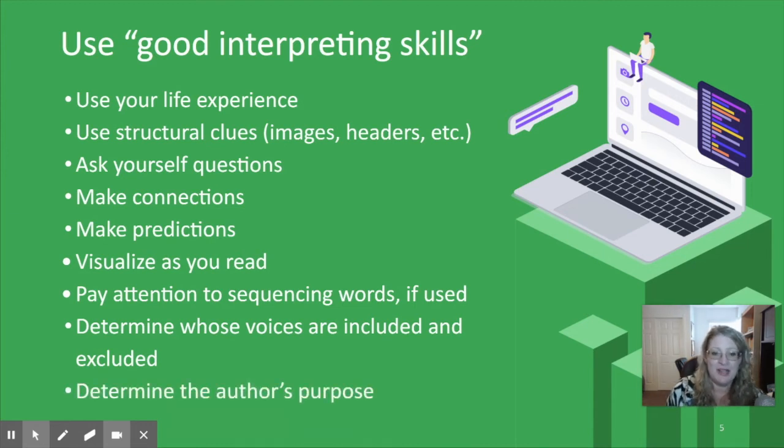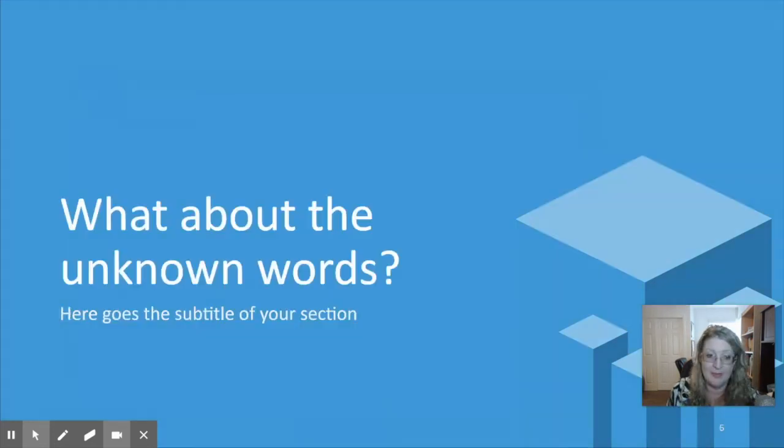And as I already alluded to, determining the author's purpose really is part of determining whose voices are included and excluded in those texts that are longer, that are presenting one side, or even stating that they present both sides of a story, an opinion on something, or who are texts that are trying to persuade you of something.